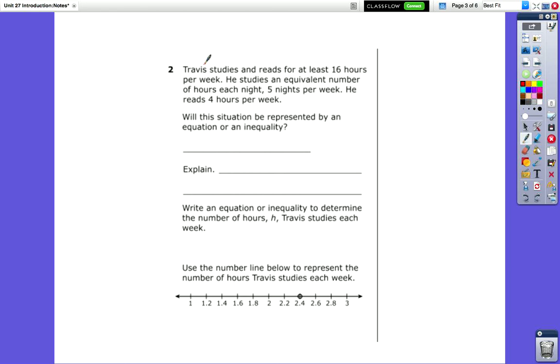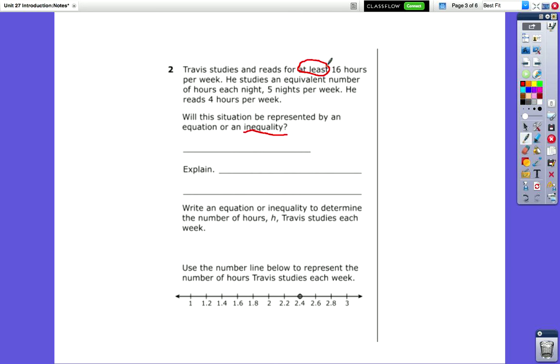Number 2, Travis studies and reads for at least 16 hours per week. He studies an equivalent number of hours each night, 5 nights per week. He reads 4 hours per week. Will this situation be represented by an equation or an inequality? It's going to be an inequality because it says he reads and studies for at least 16 hours.